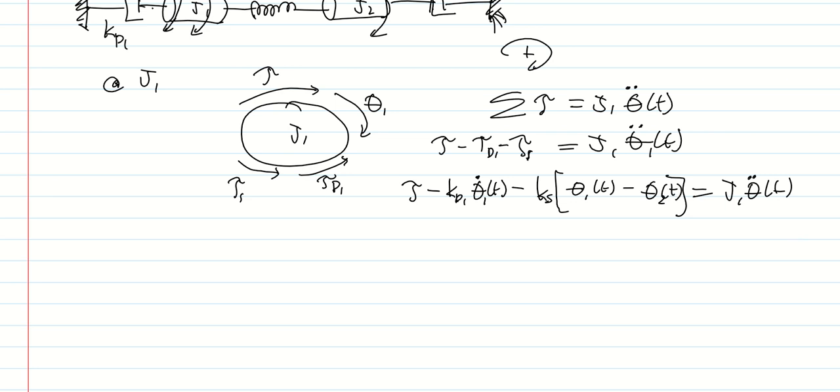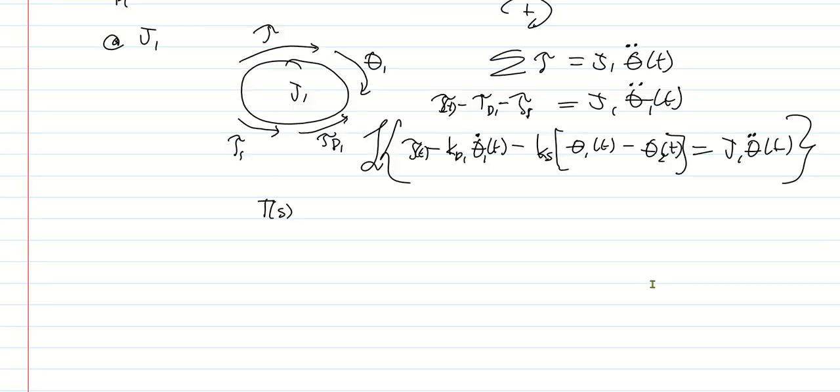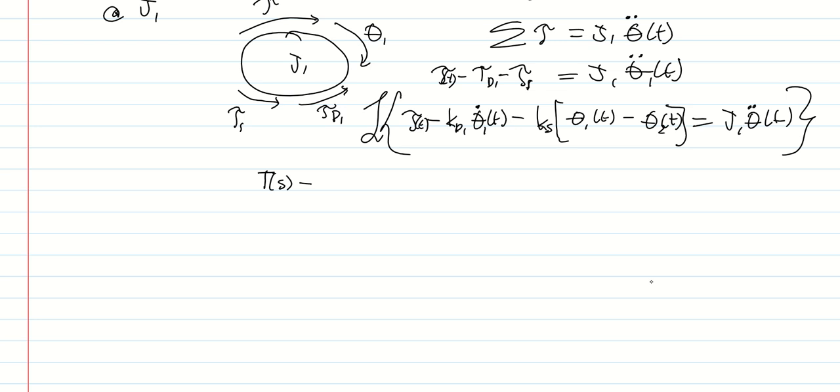Now we can apply the Laplace transform to determine the S domain equivalent of this. This tau here will become capital T in the S domain. These were all in the time domain before, but now we are applying the Laplace transform, so we transform into the S domain. So we have T minus, this is the first derivative, so it should be KD1 times S, then capital theta 1 in the S domain.